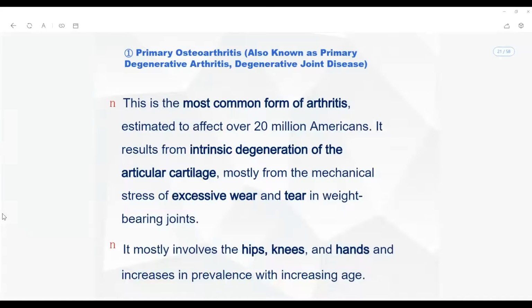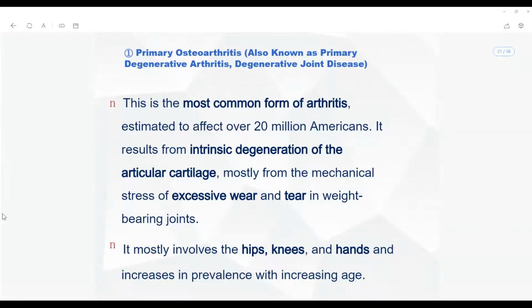So it is a common form of arthritis in the elderly because of intrinsic degeneration of the articular cartilages. And why is it happening? It is happening because of mechanical stress, characterized by excessive wear and tear, particularly in the weight bearing joints, such as the hip joint and the knee joint. Most of the time the distal appendicular skeleton is most prone to wear and tear, so osteoarthritis is generally seen in the distal joints.